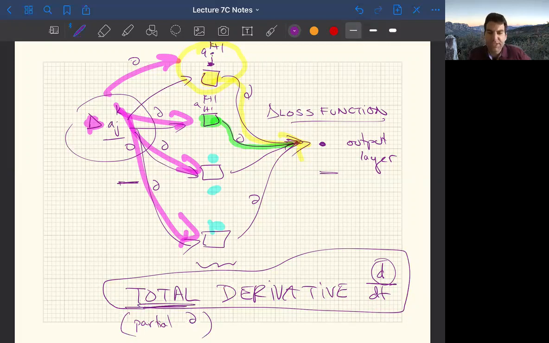Great. Any other questions about this general framework of backpropagation? And really gradient descent. Generally, when you're applying gradient descent, you're probably using backpropagation.